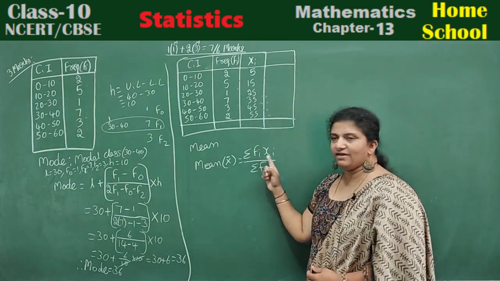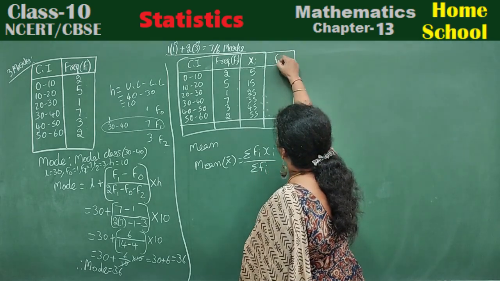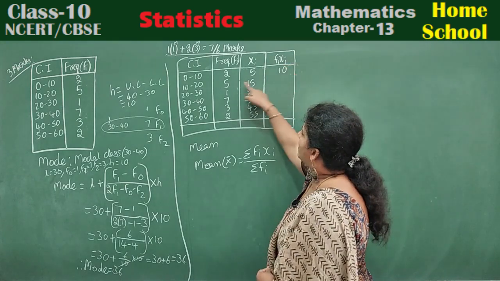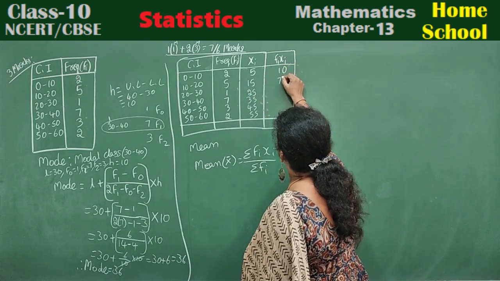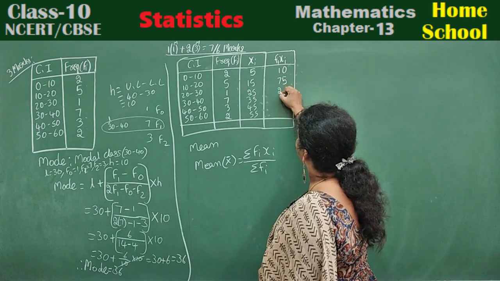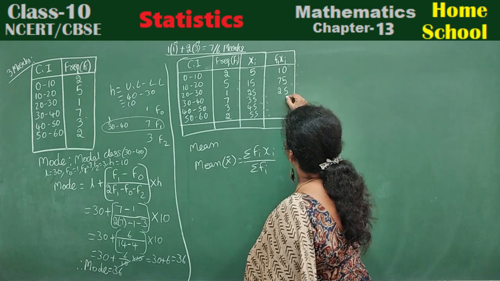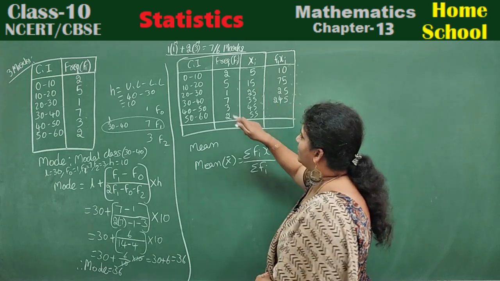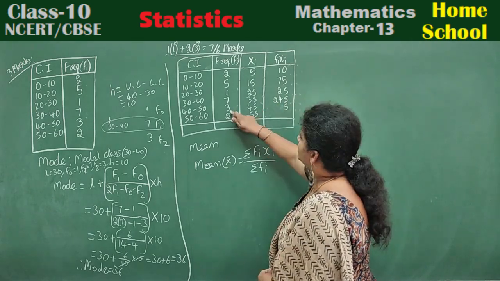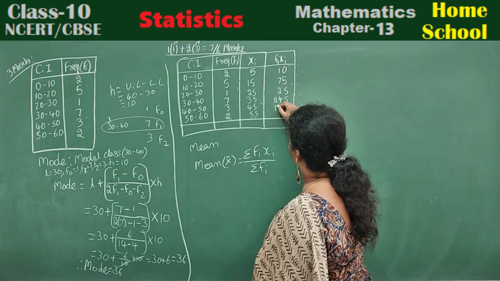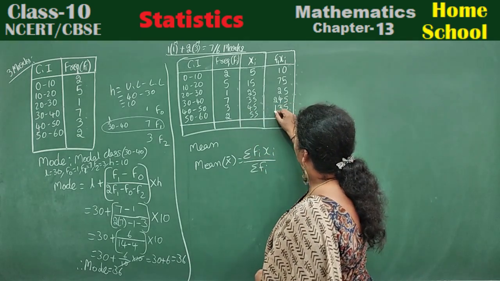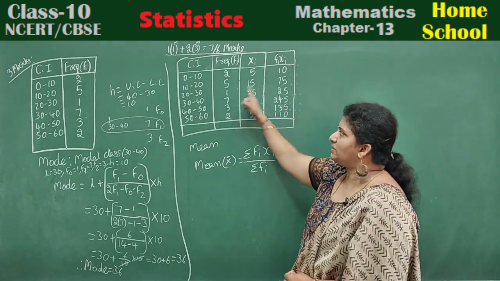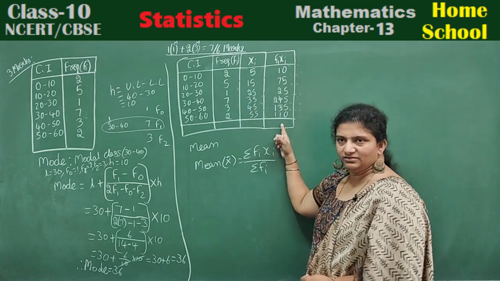And next column. What do you need to calculate? fi xi. Multiply these two. 2 5s are 10. 5 15s are 75. 25 1s are 25. 35 7s are 245. 45 3s are 135. And 55 2s are 110. Like this we need to multiply these two columns and write it here.